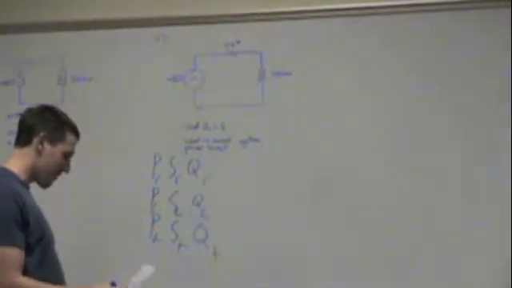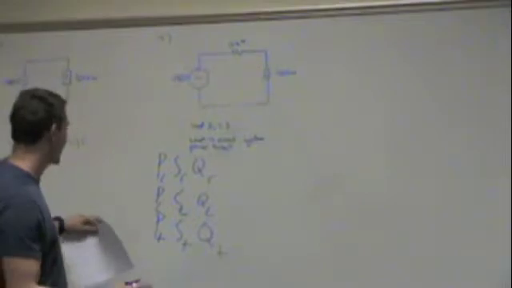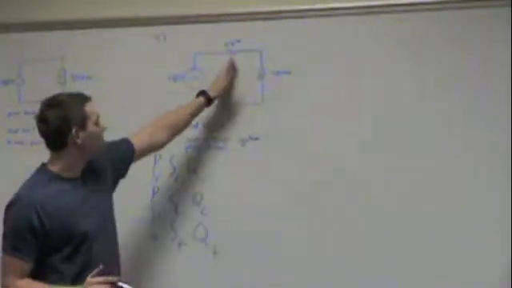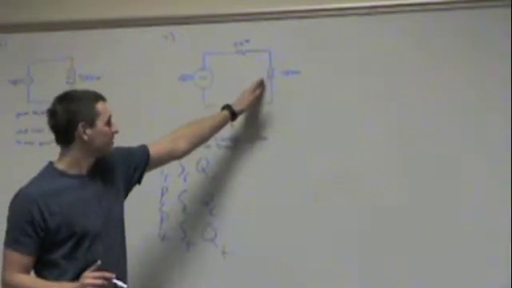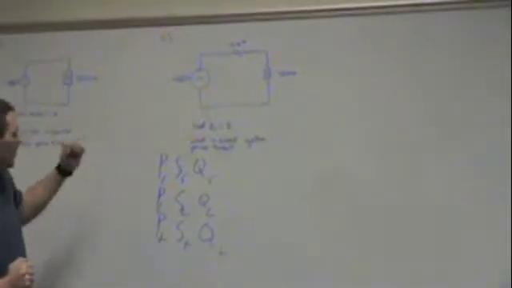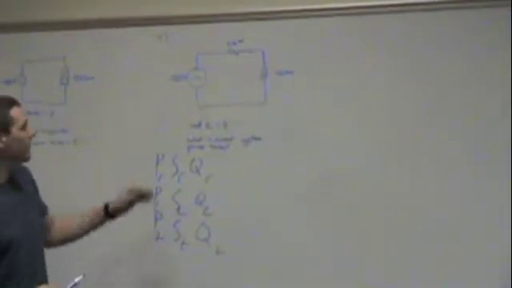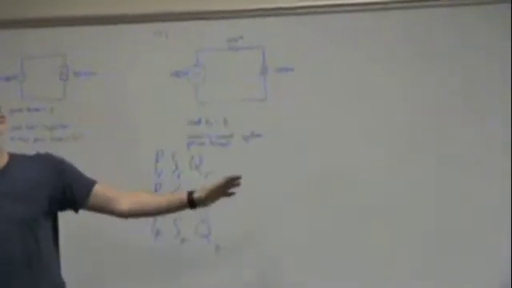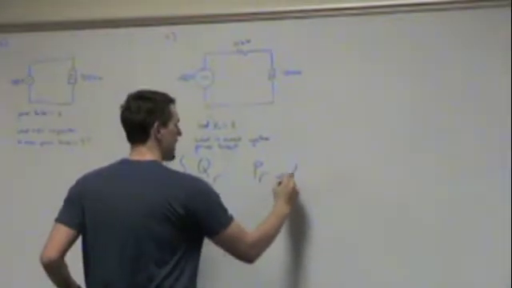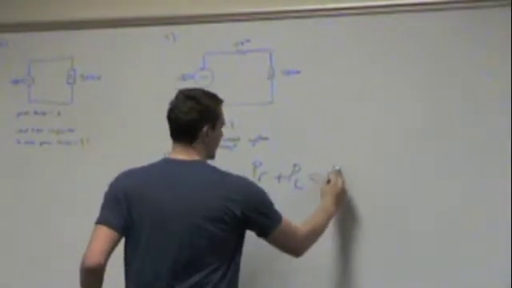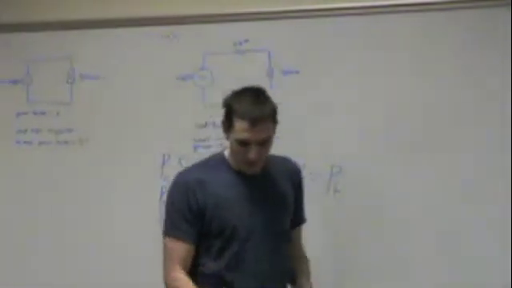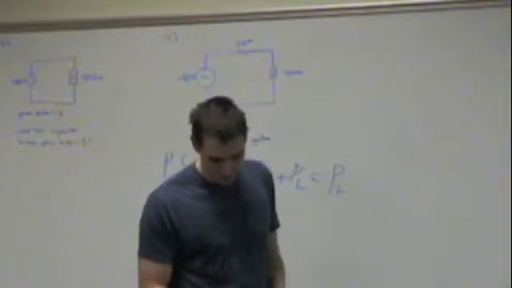So what we know is that this is the resistor, and this is the inductor resistive load. By conservation of power, the power through the whole thing is the sum of the power of the components. So PR plus PL equals PT, and we know that's true for every variable, and for Q as well.